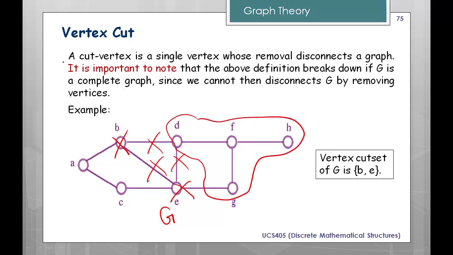And what is the second component? This is the second component. This edge obviously gets deleted, this edge also gets deleted. So we are left with this AC edge and this one is the graph. So this is the vertex cut of this particular graph G.